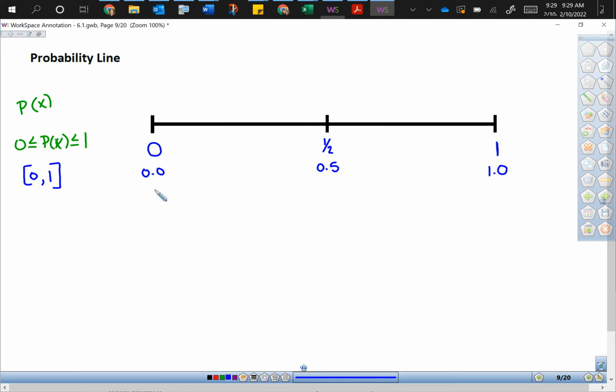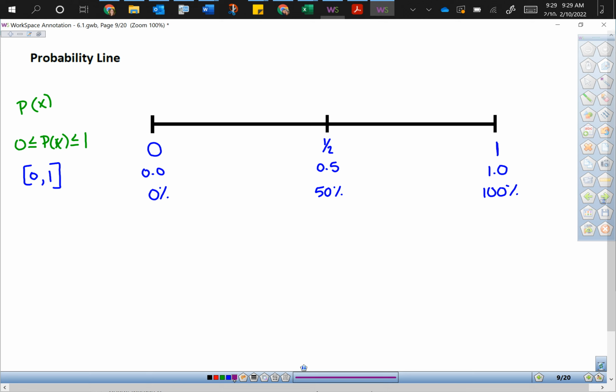Sometimes it will be a percentage, so 0%. What would this be as a percentage? 50%. This would be 100%, okay? So probabilities lie between 0 and 1 inclusively. Now, with that being said, here's what that means.